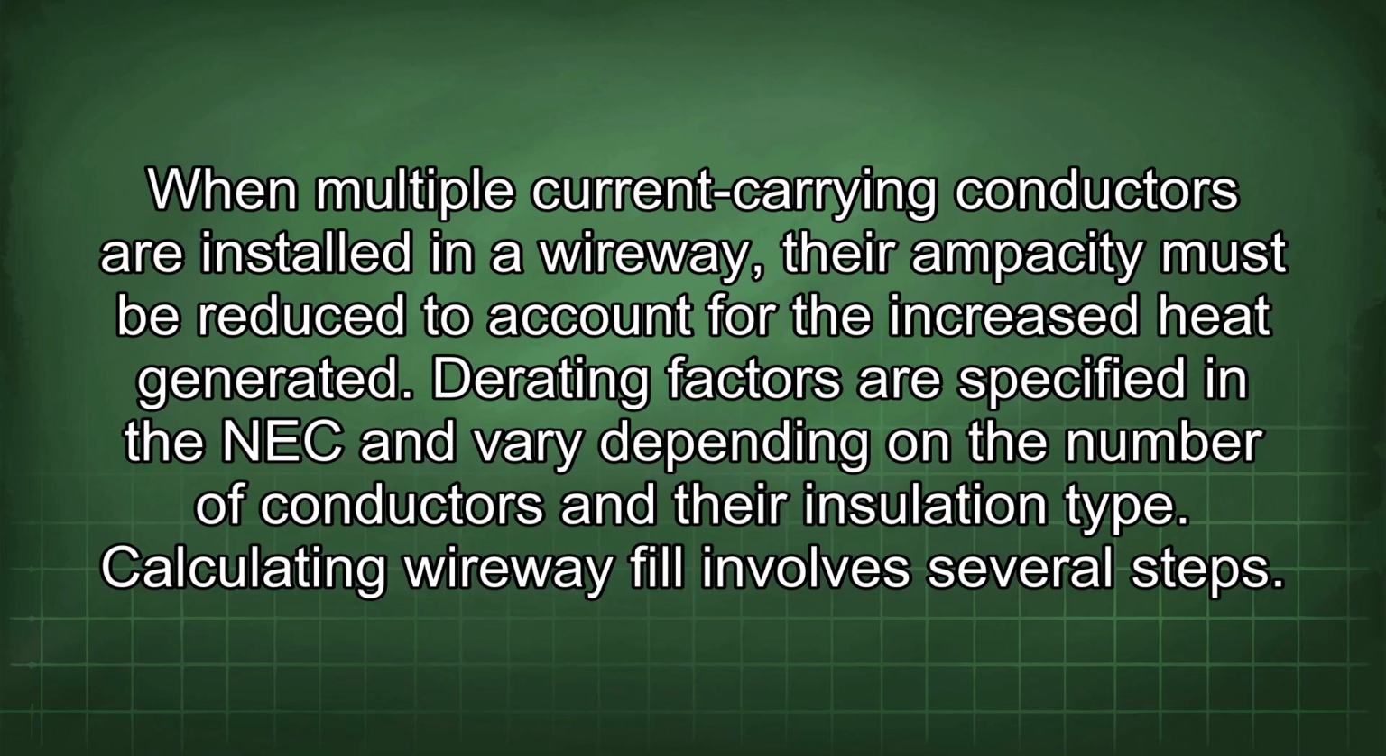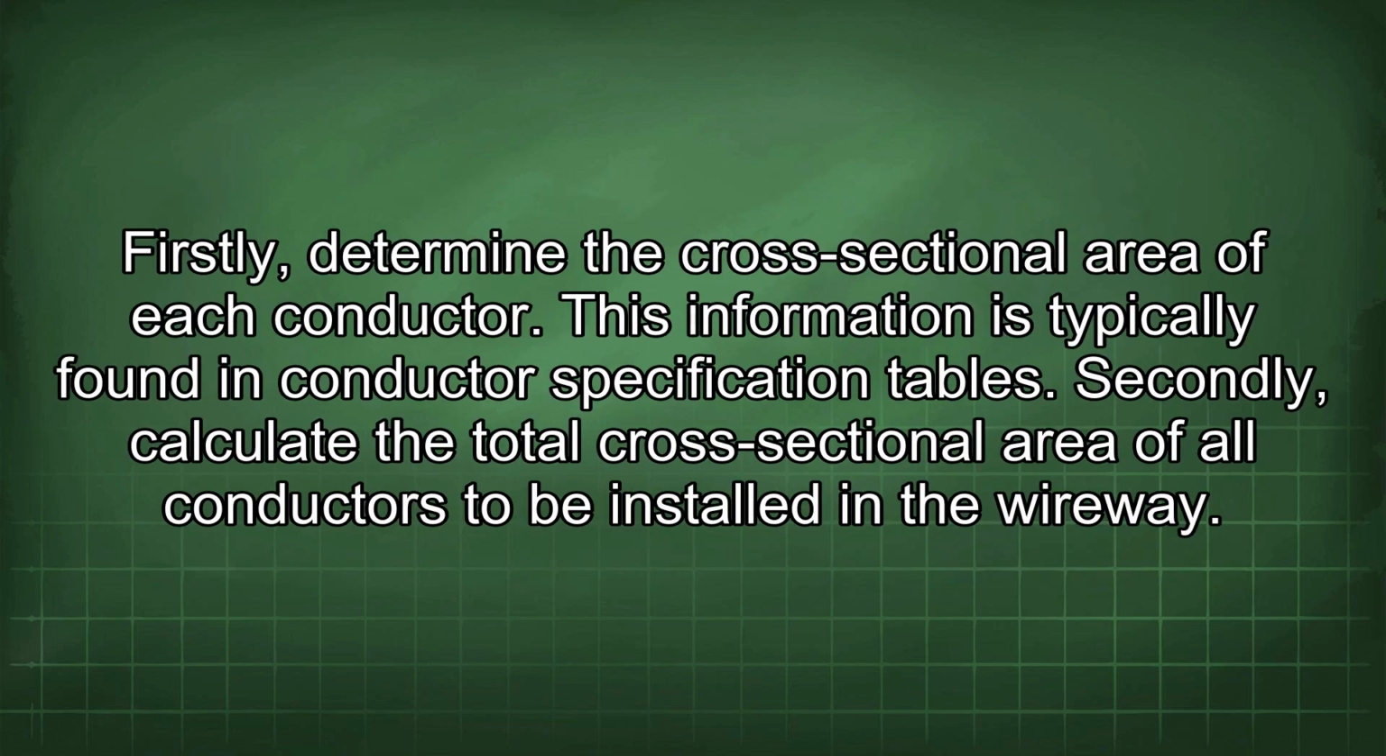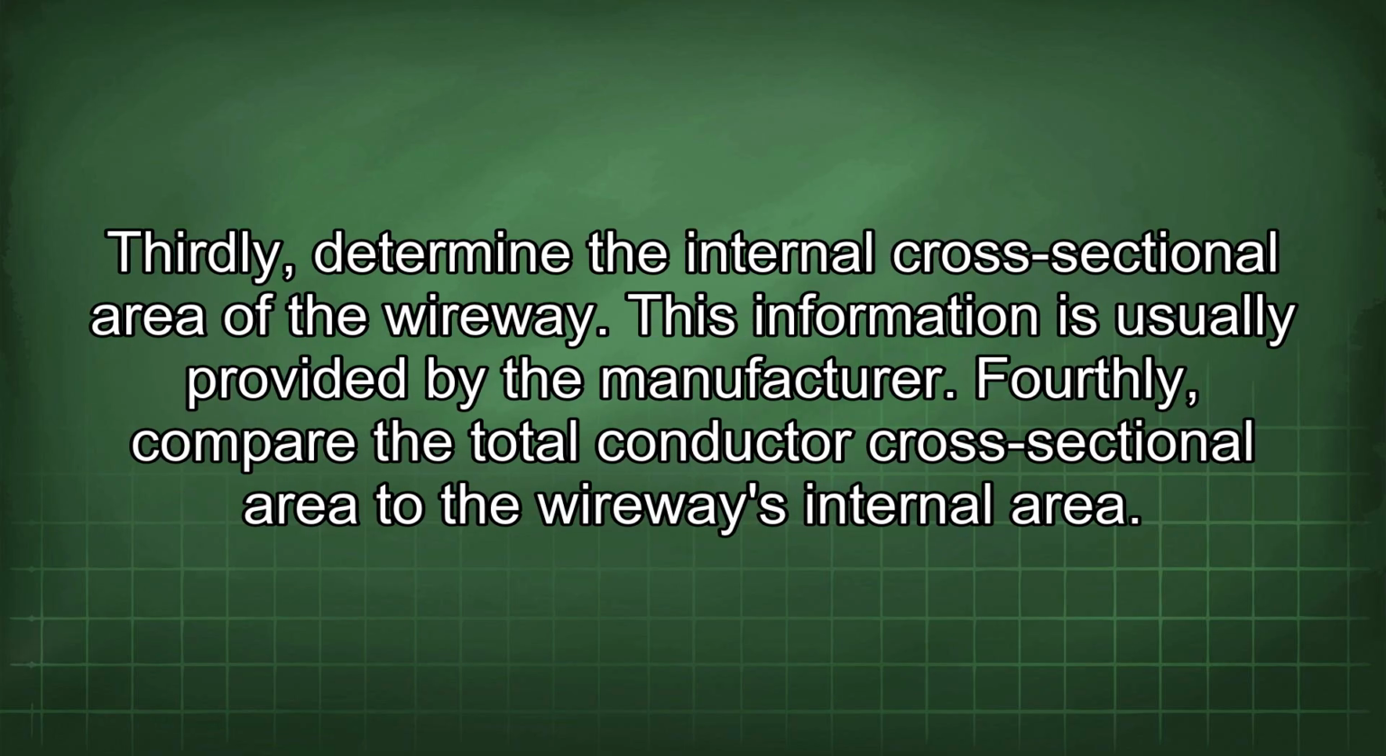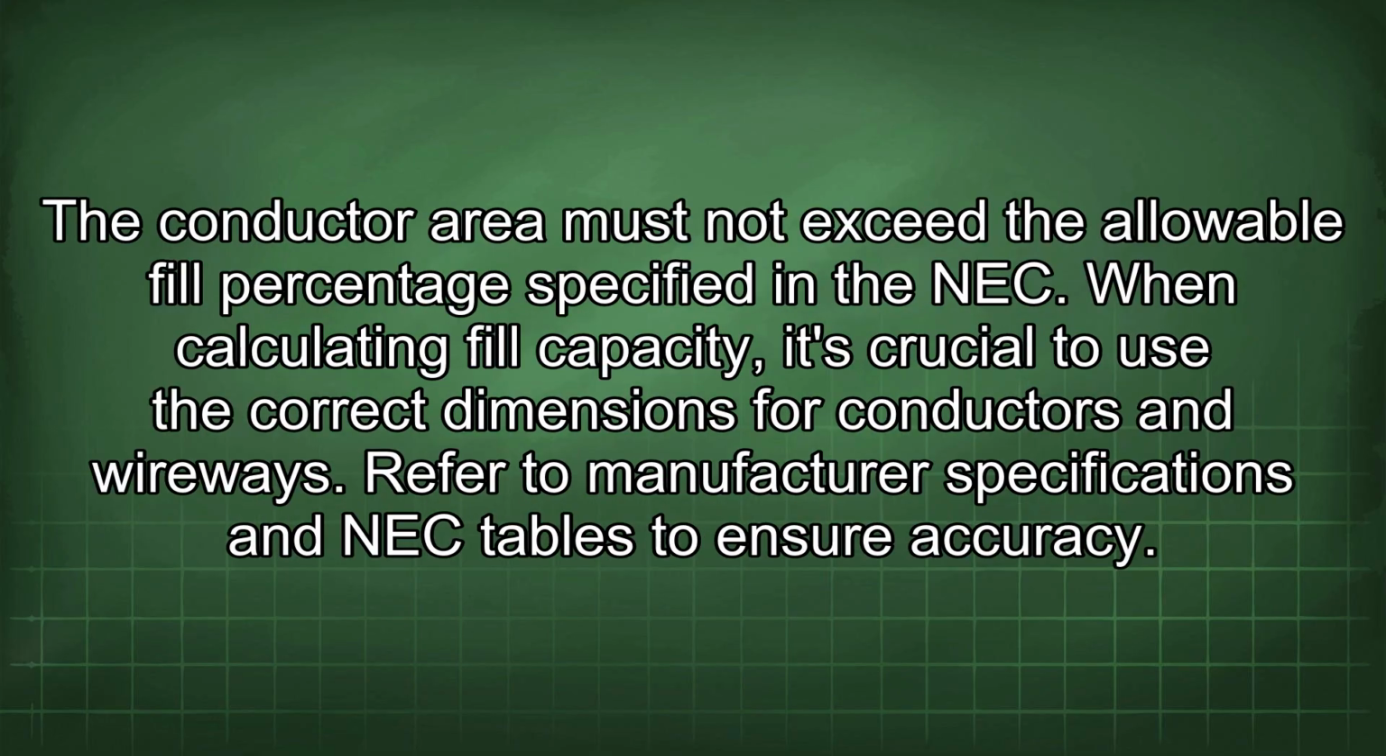Calculating wireway fill involves several steps. Firstly, determine the cross-sectional area of each conductor. This information is typically found in conductor specification tables. Secondly, calculate the total cross-sectional area of all conductors to be installed in the wireway. Thirdly, determine the internal cross-sectional area of the wireway. This information is usually provided by the manufacturer. Fourthly, compare the total conductor cross-sectional area to the wireway's internal area. The conductor area must not exceed the allowable fill percentage specified in the NEC.